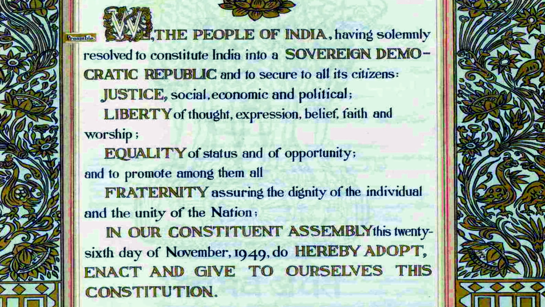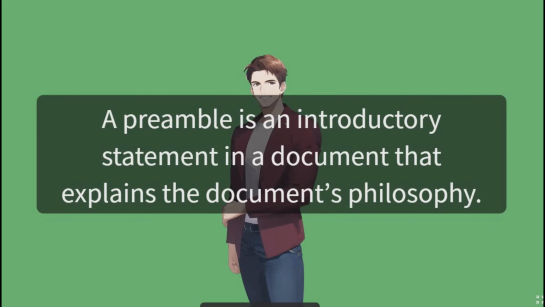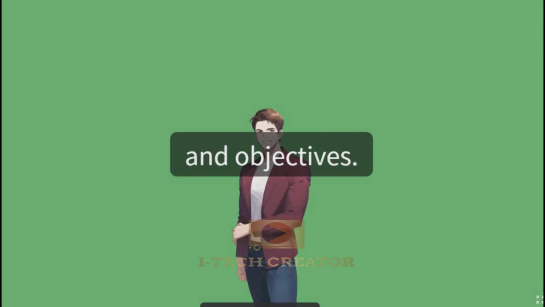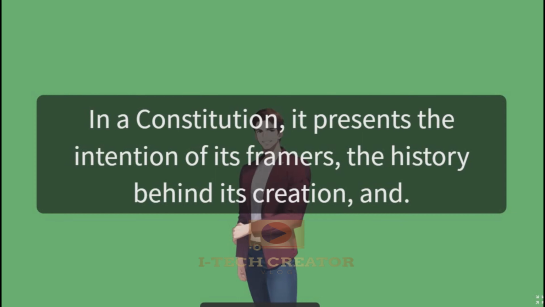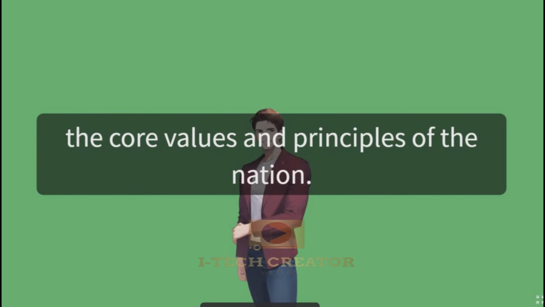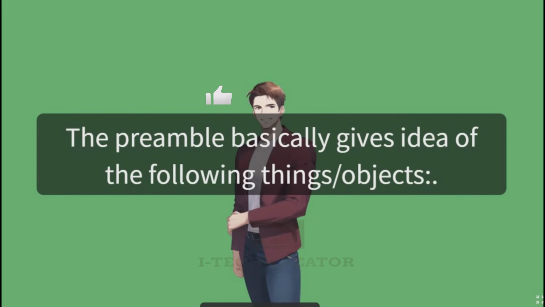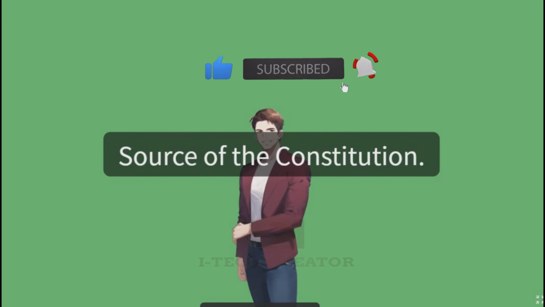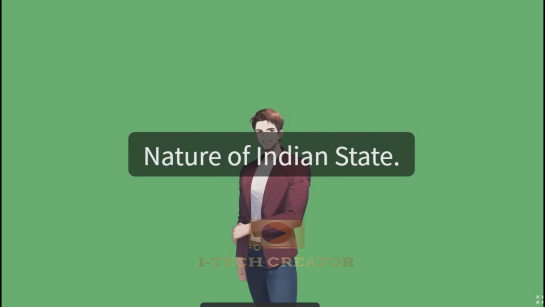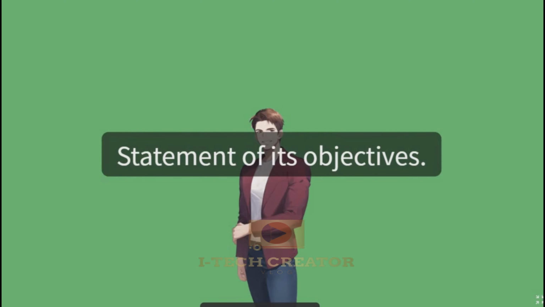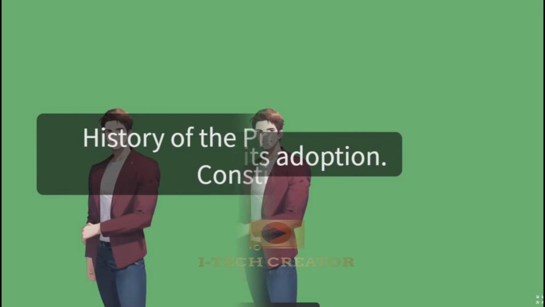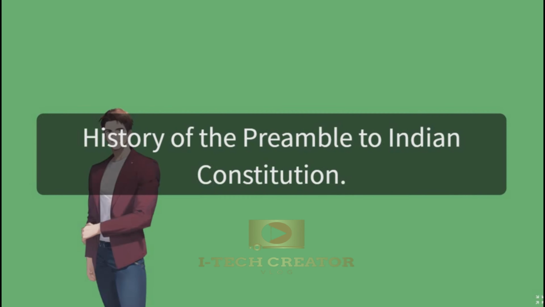What is a preamble? A preamble is an introductory statement in a document that explains the document's philosophy and objectives. In a constitution, it presents the intention of its framers, the history behind its creation, and the core values and principles of the nation. The preamble basically gives idea of the following things: objects, source of the Constitution, nature of Indian state, statement of its objectives, date of its adoption.